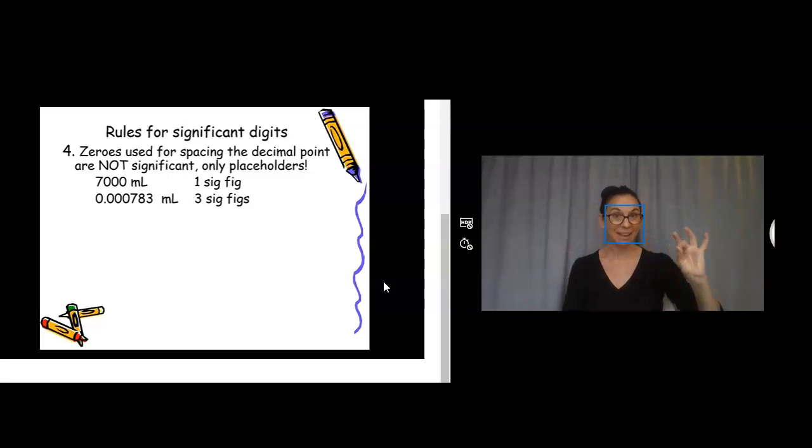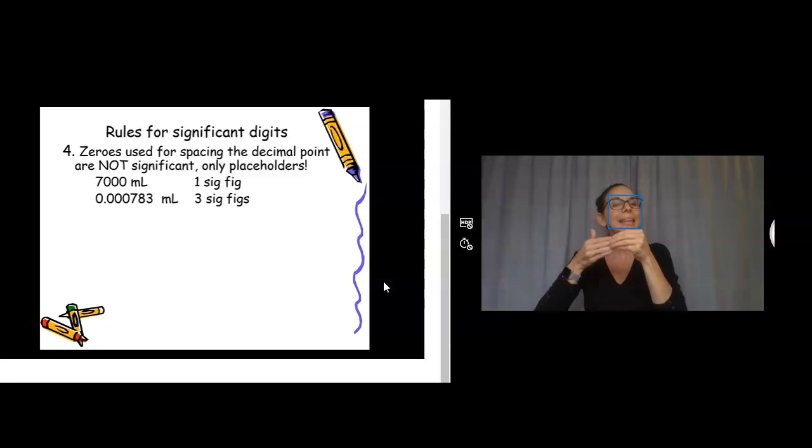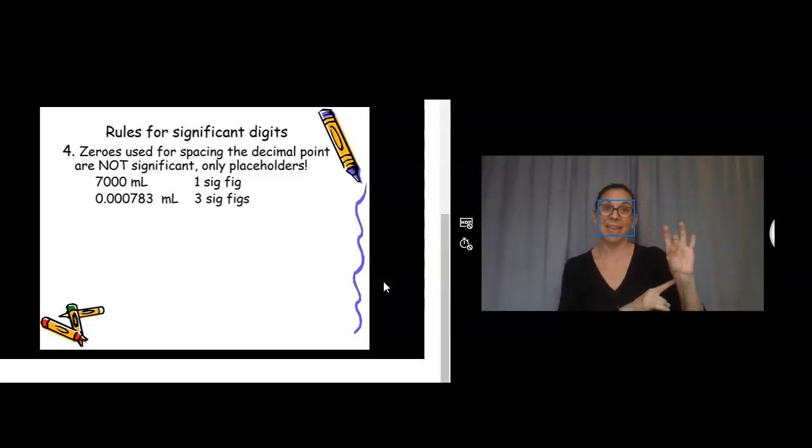0.000783 milliliters. So now we have zeros after the decimal place, just like we did in rule number 3. But the difference is these are leading zeros. These are zeros that are before the measurement begins. Those are placeholder zeros. They are not zeros that are significant to the measurement. So we would say that this has 3 significant figures, the 7, the 8, and the 3.